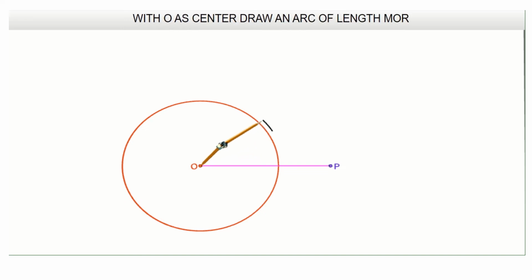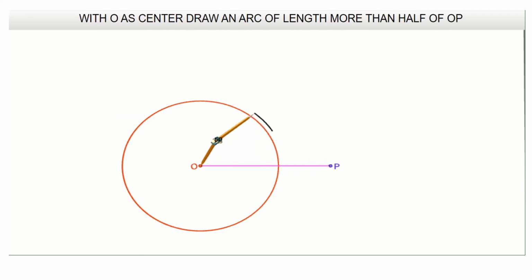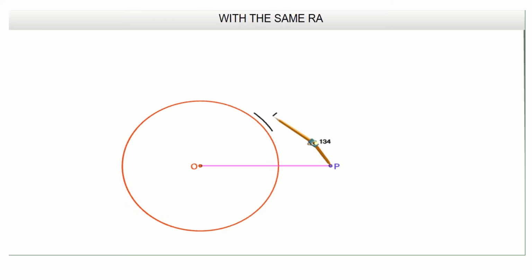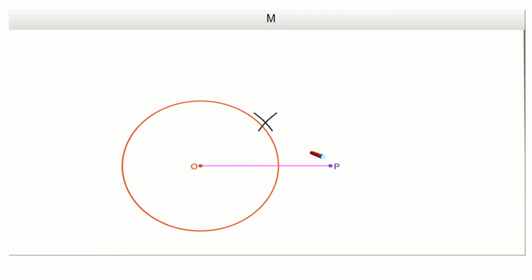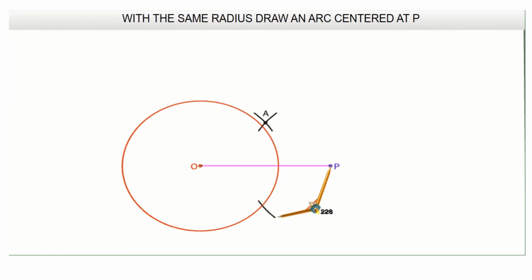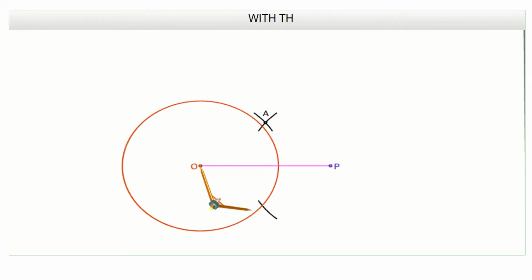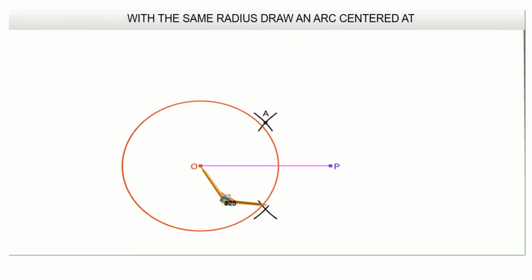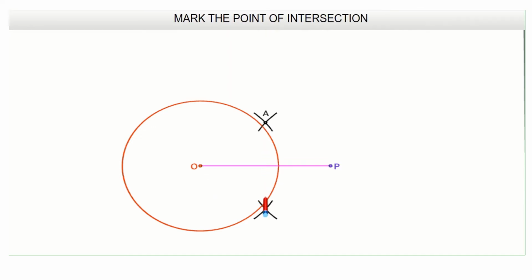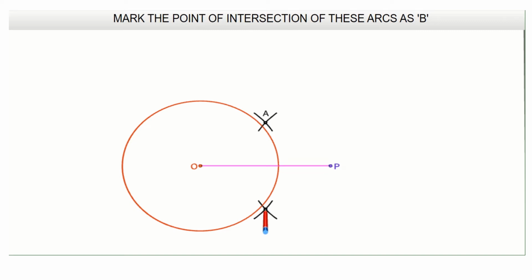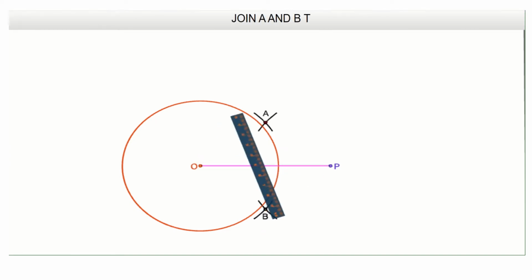Now, with O as center and a radius more than half, I am drawing an arc from O and from P. Then I am marking the point of intersection as A. Again, without changing the radius, I am drawing the arc from P, the other side, and from O. Like a perpendicular line we will draw now. So, now I am going to mark the another intersection point as B.